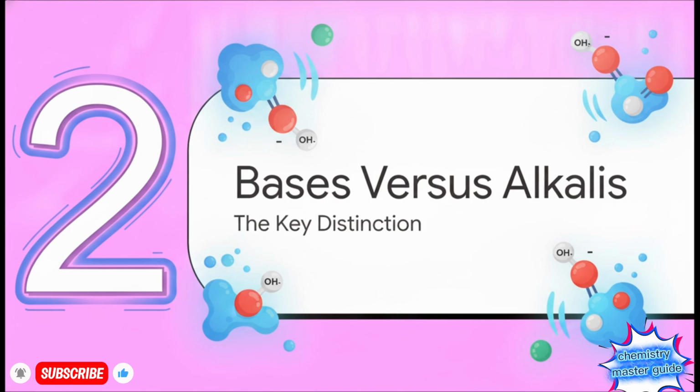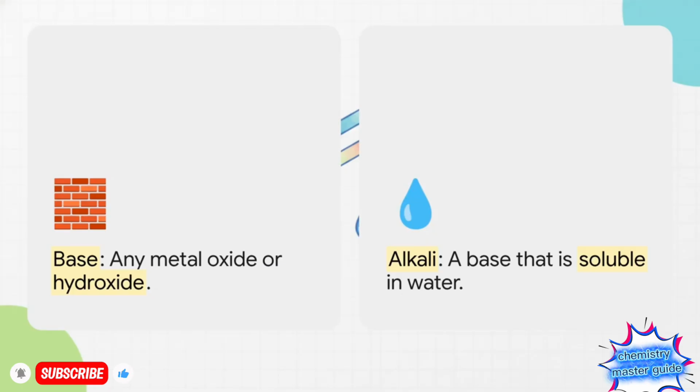Moving right along to Section 2, bases versus alkalis. This is a big one. Seriously, this distinction is one of the most frequently tested concepts out there. A base is broadly defined as any metal oxide or hydroxide. Basically, they contain either the oxide ion or the hydroxide ion. That's the broad category. But I want you to think of alkalis as the exclusive VIP club of bases. All alkalis are bases, absolutely, but only the special bases that possess the superpower to actually dissolve in water get to be called alkalis. Solubility is the absolute key difference here.